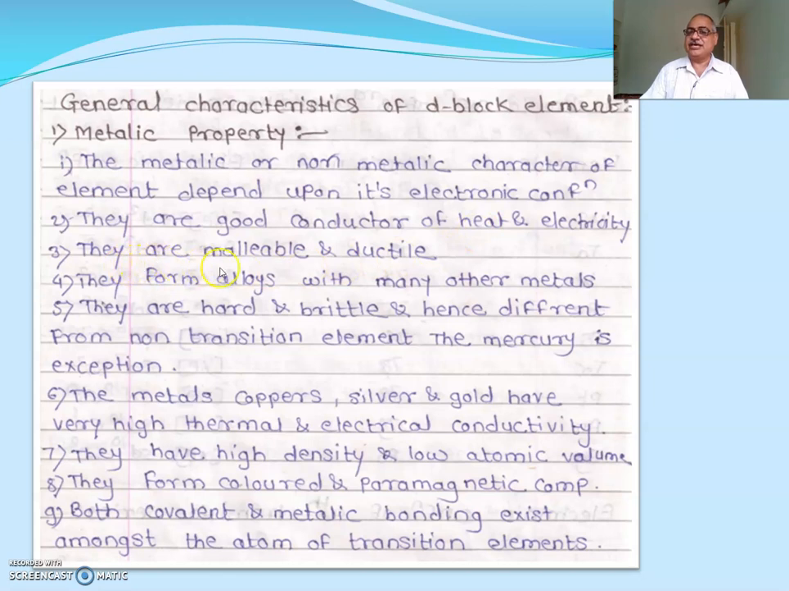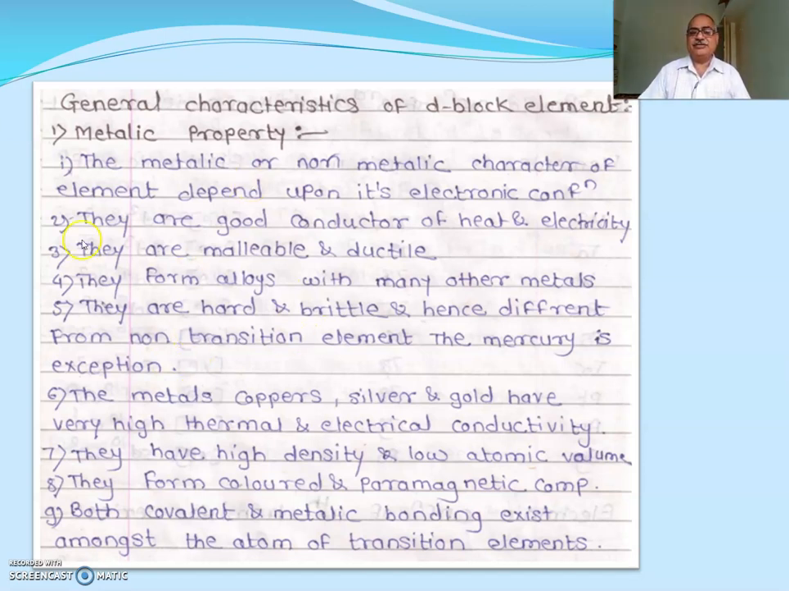Second, they are malleable and ductile. Malleable and ductile means you can prepare sheets by hammering or prepare wire. They form alloys with many other metals. They are hard and brittle, and hence differ from non-transition elements. Mercury is an exception. Mercury is a liquid metal, so it cannot show malleable and ductile properties.